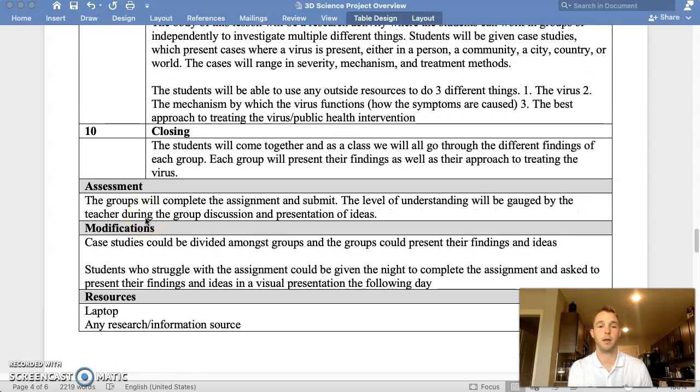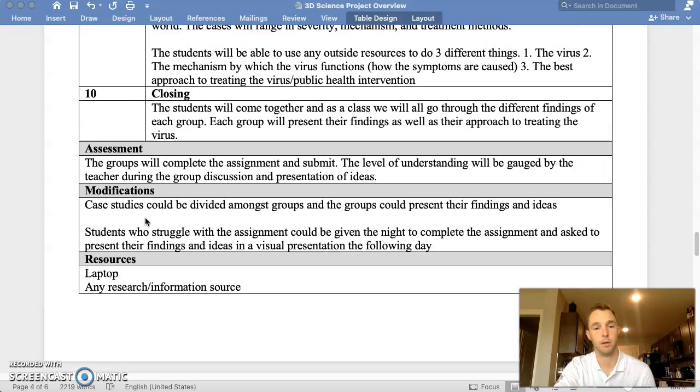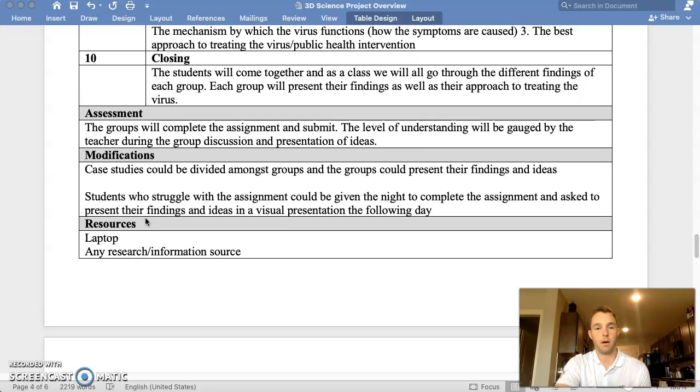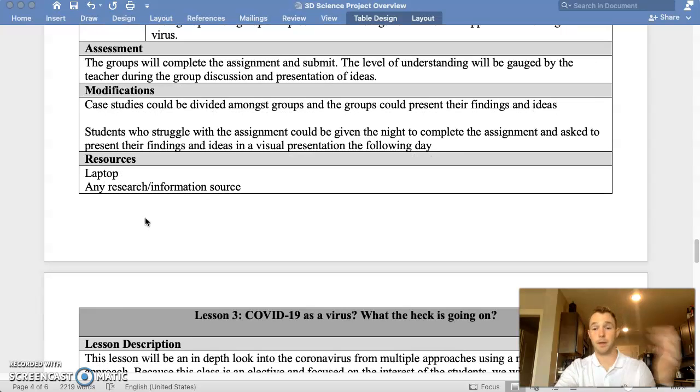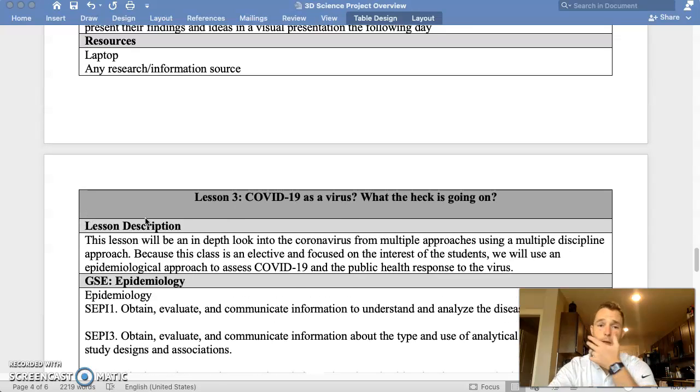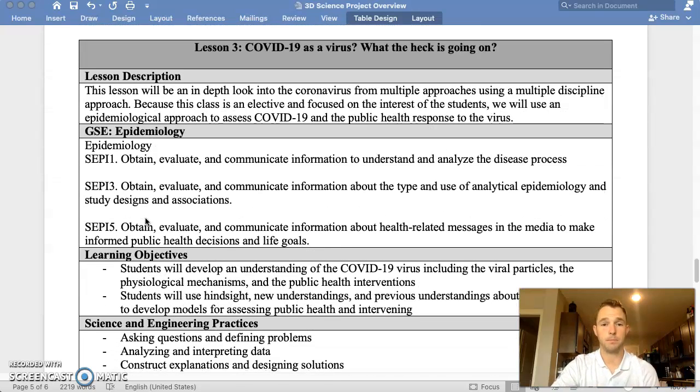The groups will complete the assignment and submit, and then the level of understanding will be gauged by the teacher during the group discussion and the presentation of ideas. There are modifications that could be done. The case studies could be divided amongst groups so that each group presents a specific one, which is probably what would be done. And then the students who are struggling could be given an extra day. They could work on it overnight and then present the following day.